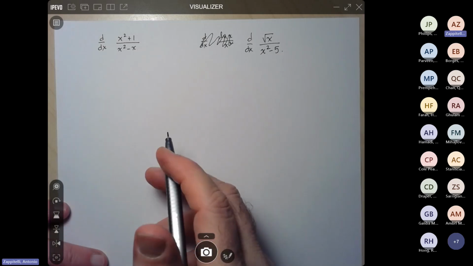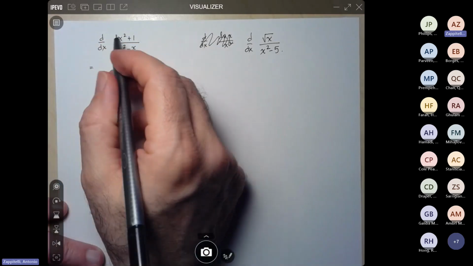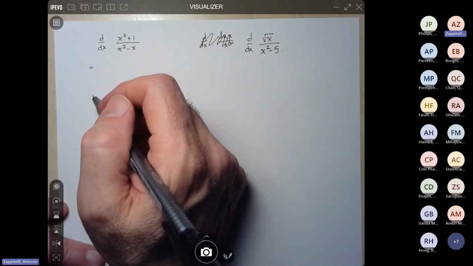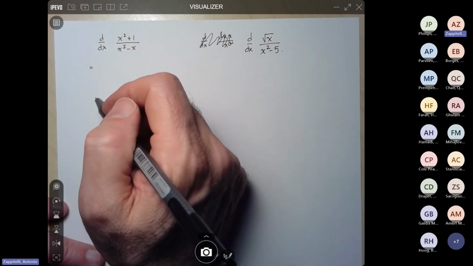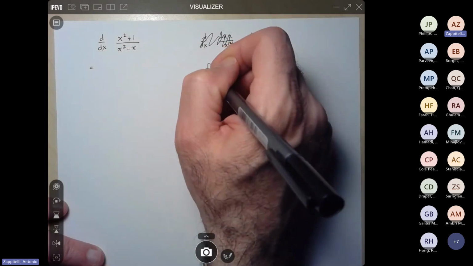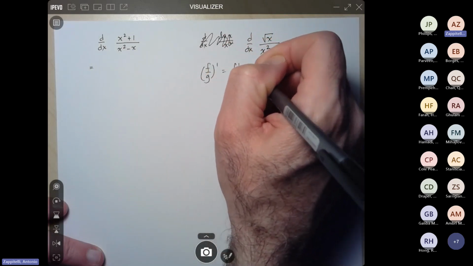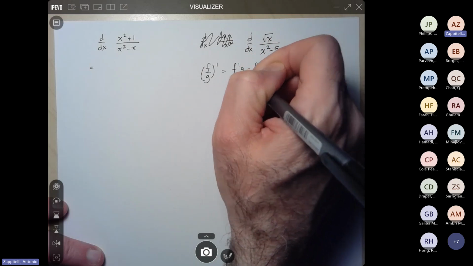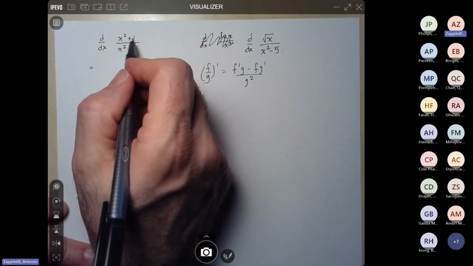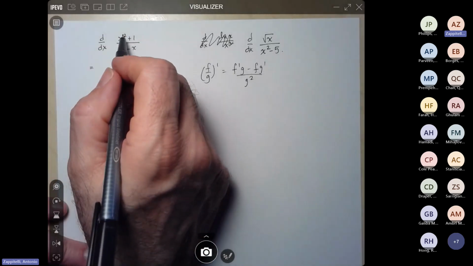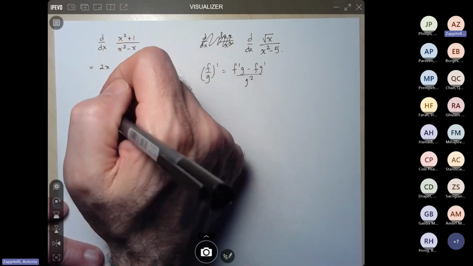Okay, so let's take a look at this one here. There's no simplification I can do to solve this another way. I have to use the quotient rule. So let's follow the rules. Remember, the derivative of a quotient is f prime g minus f g prime over g squared. So let's take the derivative of the numerator function. The derivative of x squared is 2x. The derivative of 1 is 0.